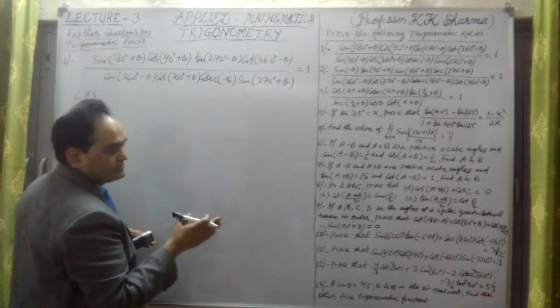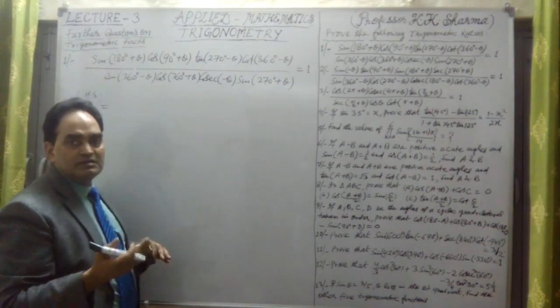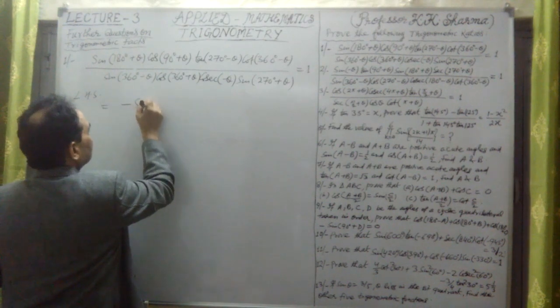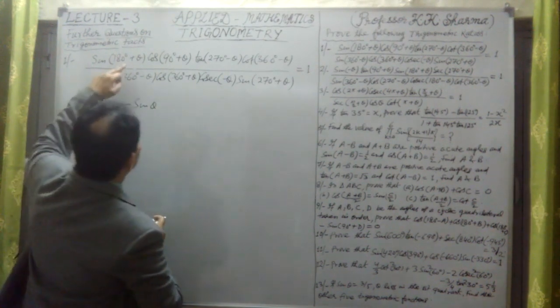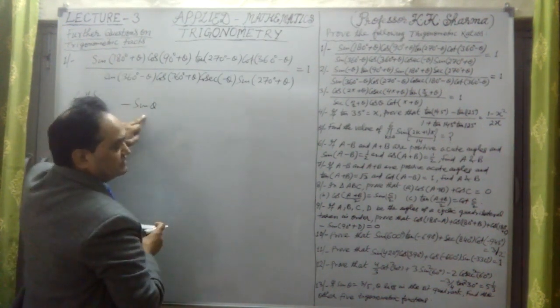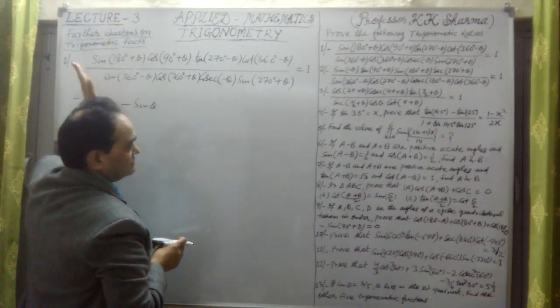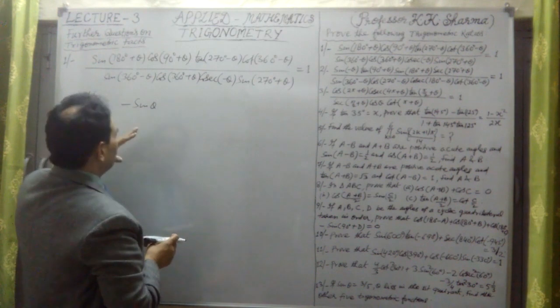Sine 180 degree plus theta means sine theta, but it will be negative because it is in the third quadrant. So it is minus sine theta. Sine 180 degree plus theta is minus sine theta because it is in the third quadrant, and for 180 plus theta, sine stays sine and cos stays cos.